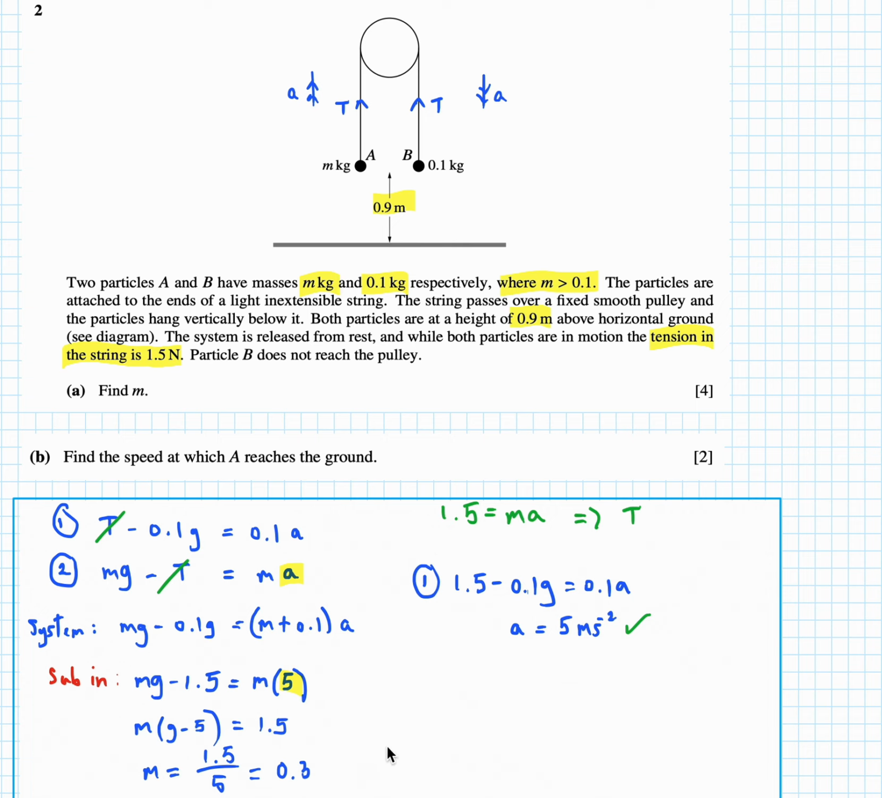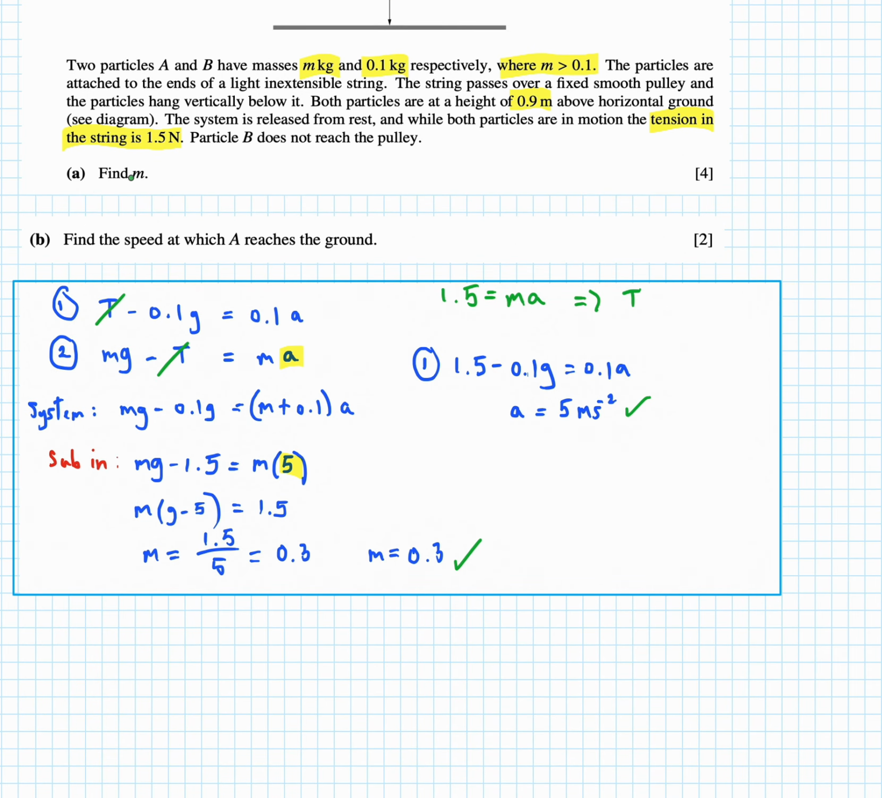Second part, find speed of A as it reaches the ground. Okay, so probably SUVAT. Let's have a look at this. We have acceleration as well. So we'll do that in the lower right hand corner here. Okay. That was part A, part B. So we're looking for velocity here. There's our formula. So u, have a look over the question, check your details.